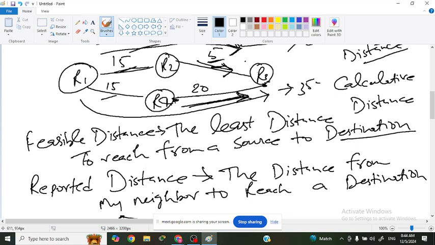R2 to R3? No, it will not. Why, sir? It will be calculated under the feasible distance path because it's the lowest. 15 and 5, it's the lowest. And 15 plus reported 20, but reported distance is from neighbor to destination for the second path, not for the feasible path. Okay, that means reported distance only applies for the second highest cost path.